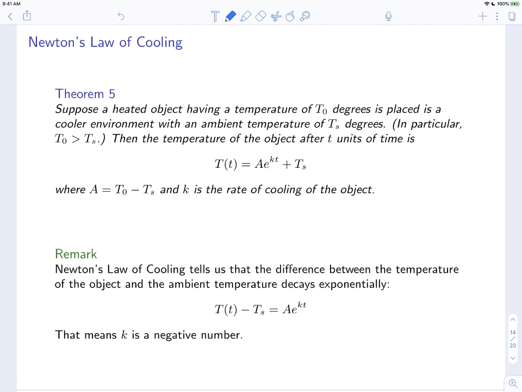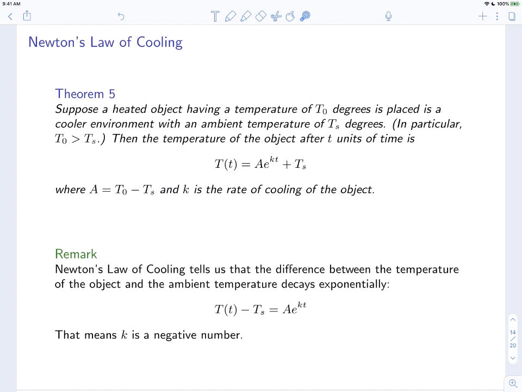Next, let's consider Newton's law of cooling. Let's state it as a theorem. Suppose a heated object having a temperature of T sub 0 degrees is placed in a cooler environment with an ambient temperature of T sub s. The s stands for surroundings, so this is the temperature of the surroundings. In particular, we're assuming that the object is hotter than the surroundings.